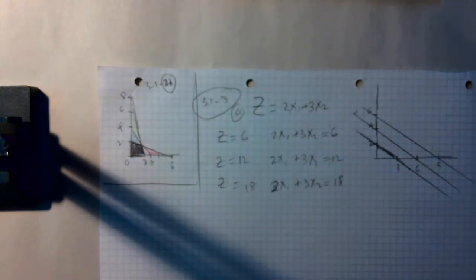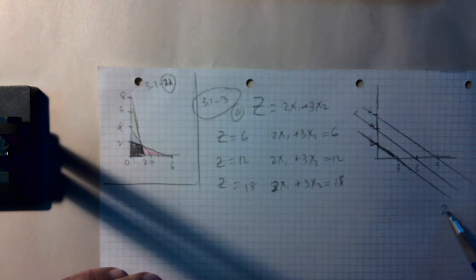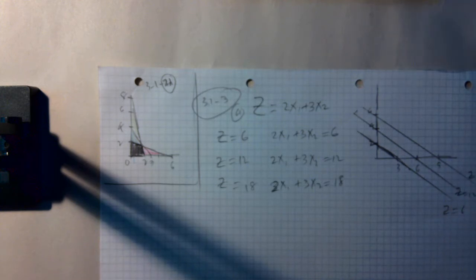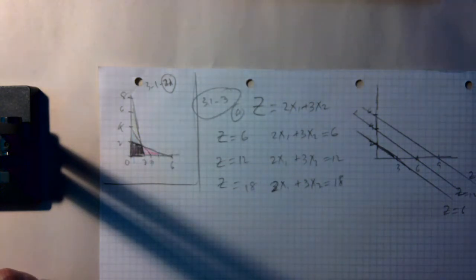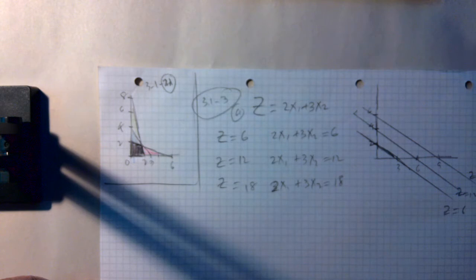This is part A. These are the objective functions for z equal 6, z equal 12, and z equal 18. Find the slope-intercept form for each of these equations. Compare the slopes and compare the intercepts on the x2 axis. So we can make a little table.